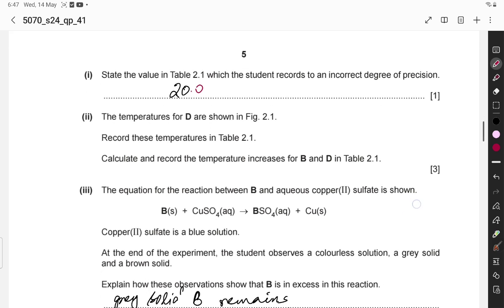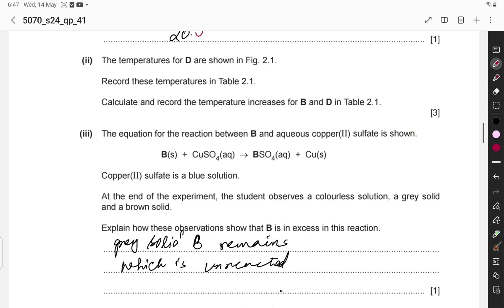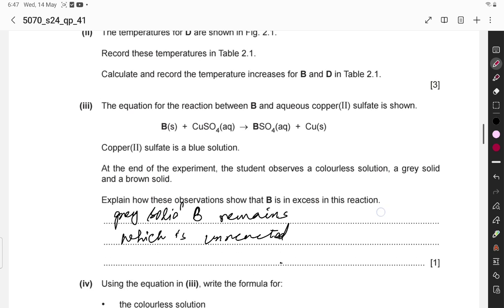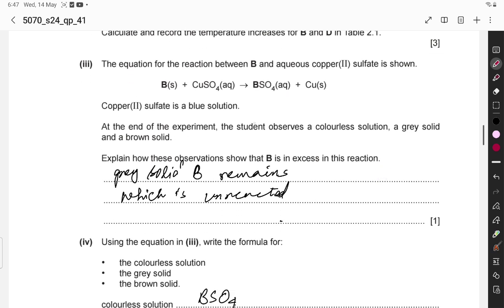The temperatures for B are shown in figure 2.1. Record these temperatures in table 2.1. Calculate and record the temperature increases for B and D in table 2.1. The equation for the reaction between B and copper(II) sulfate is shown. Copper(II) sulfate is a blue solution. At the end of the experiment, the student observes a colorless solution, a gray solid, and a brown solid.